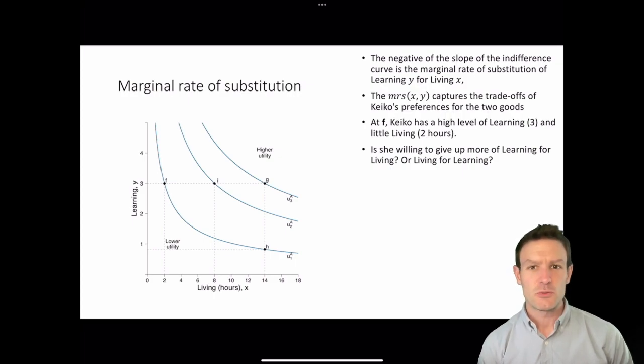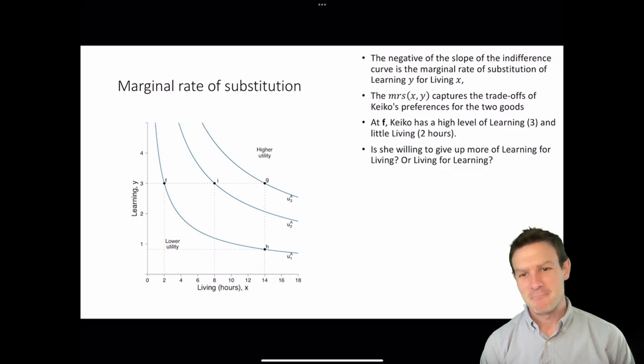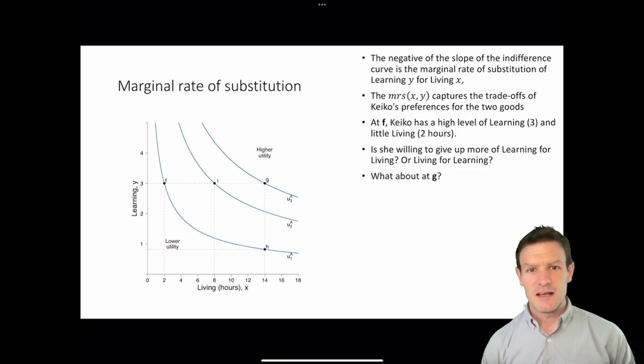Now the question is, is she willing to give up more of her learning for living? Or is she more willing to give up living for learning? That's what we want to think about here. What are the trade-offs that she's willing to make? And then we can also think about comparing this at point F with other points, such as G.